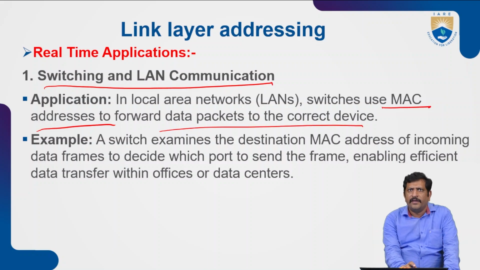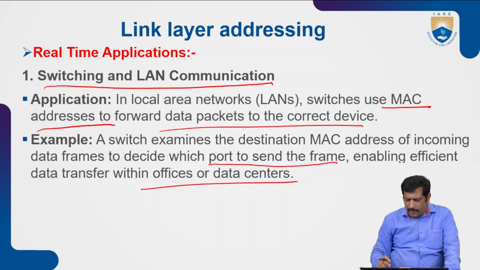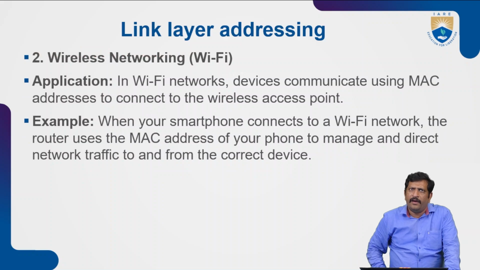For example, a switch examines the destination MAC address of incoming data frames to decide which port to send the frame to. By enabling that port, the frame is transferred within an office or data center to the particular device. And wireless networking is also one of the real-time applications. In Wi-Fi networks, link layer addressing can be utilized.